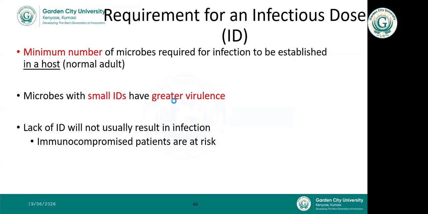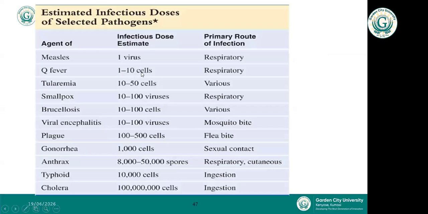So Q fever or query fever, 1 to 10 is enough to establish infection. For gonorrhea, about 1,000, typhoid, 10,000, and you need 10 million bacterial cells to establish an infection for some others. But some of these organisms are also strategic or smart. They multiply at a very fast rate to get to that threshold.